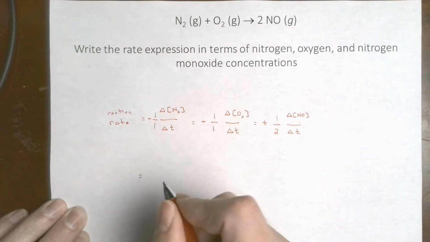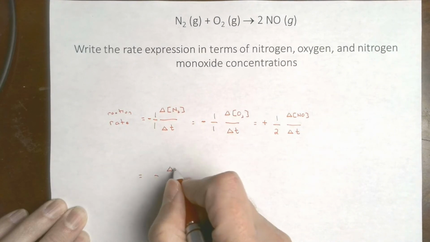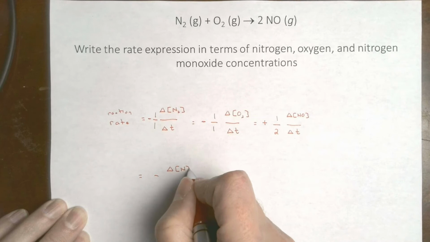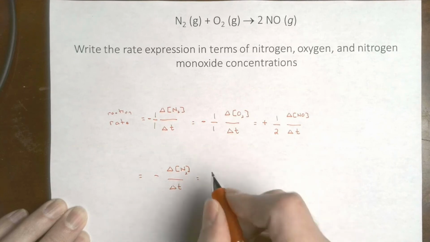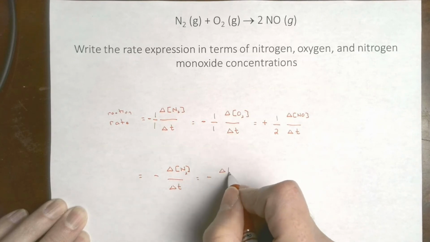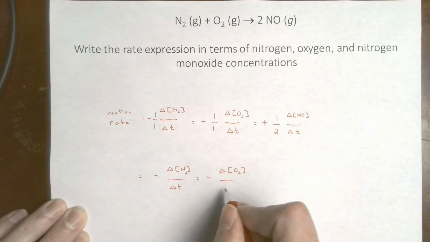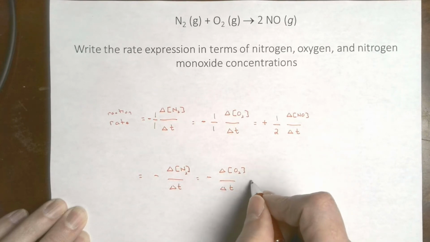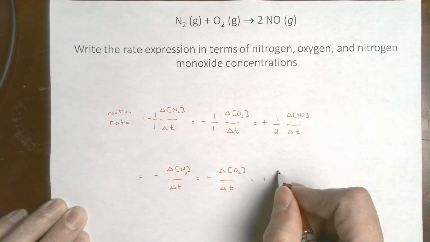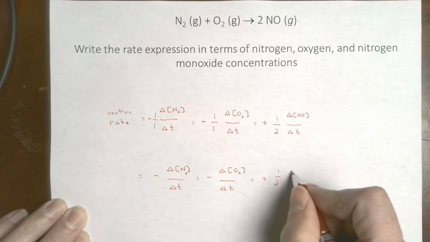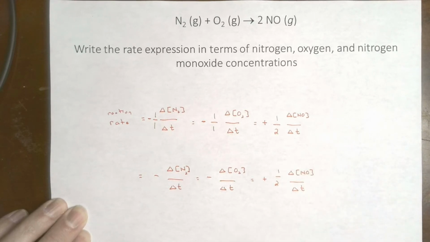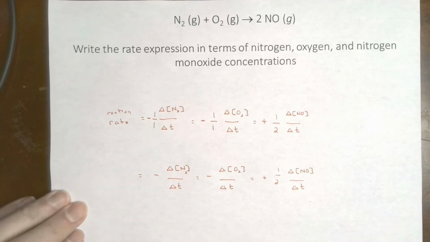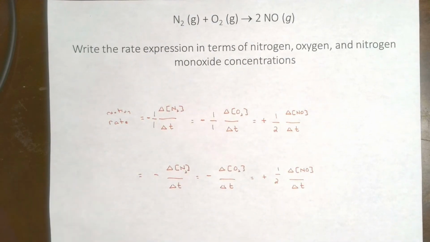So if we write this out a little bit more cleanly, this would be minus delta concentration of nitrogen over delta time, change in time. It would be minus change in concentration of oxygen over change in time. And that would be equal to plus 1/2 change in concentration of nitrogen monoxide over change in time. Those would be the expressions for the reaction rate of this particular reaction.